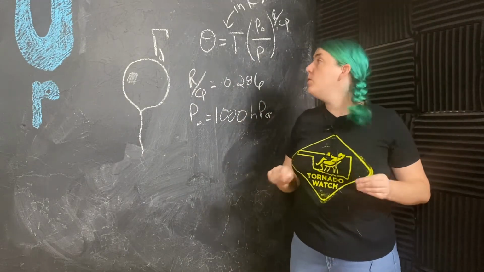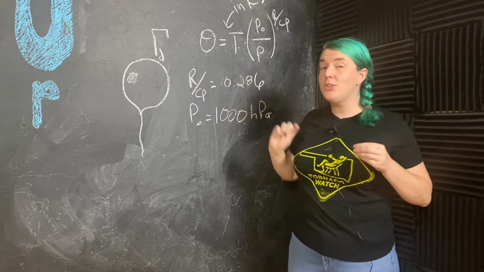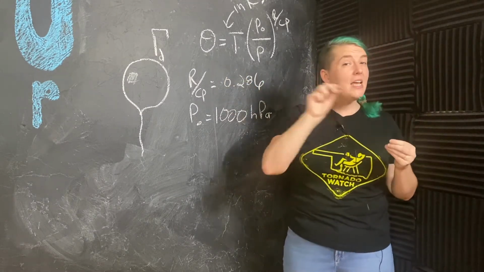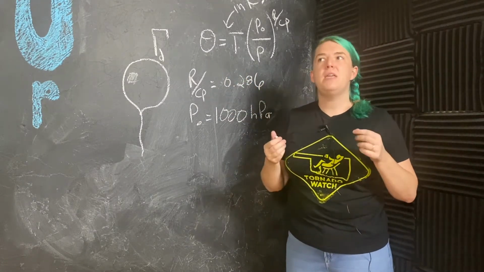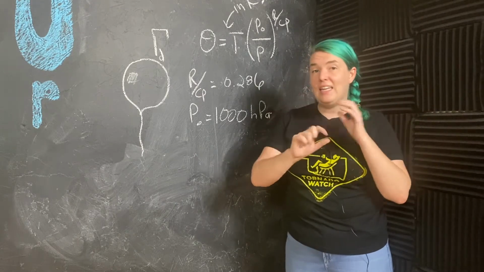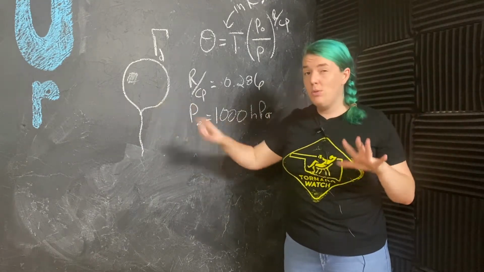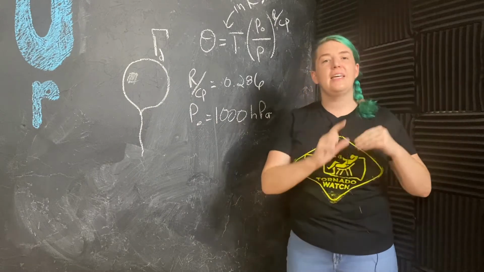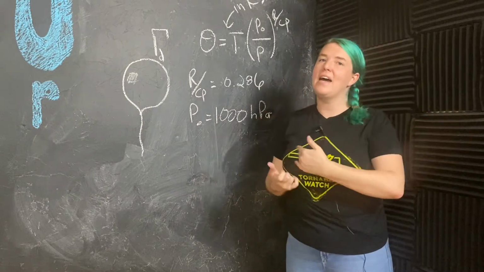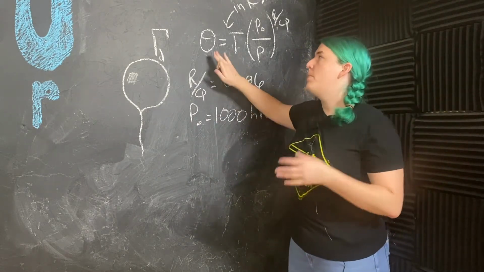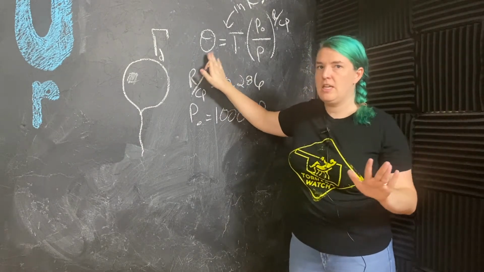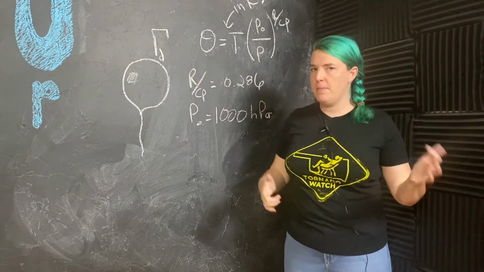I do want to note that potential temperature will change if we follow the moist adiabatic lapse rate, because there's latent heating going on inside the balloon, and latent heat is a diabatic process. So potential temperature is only constant if we're following the dry adiabatic lapse rate.